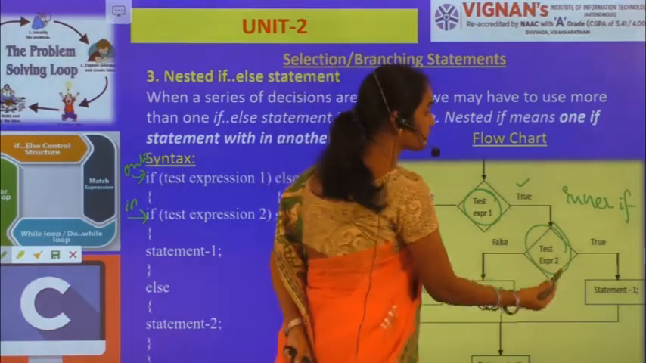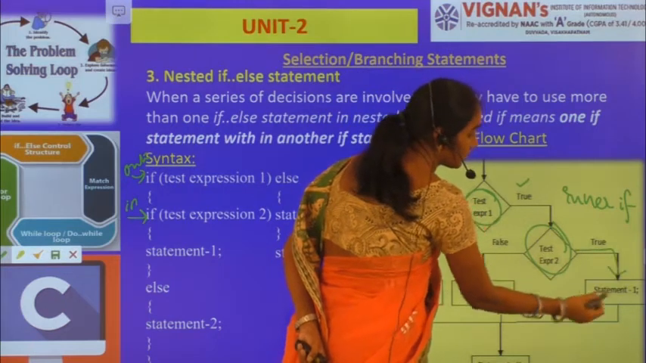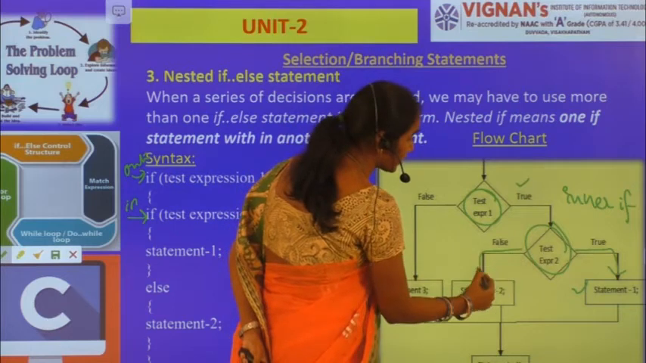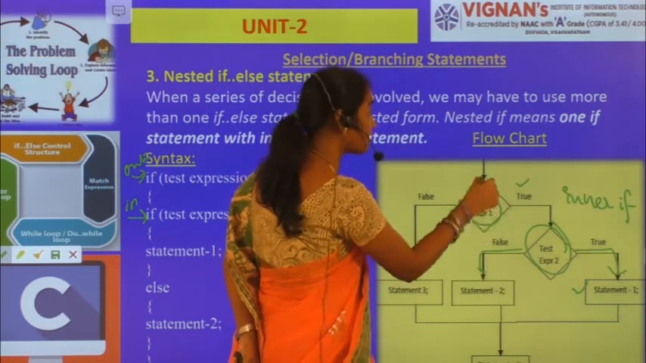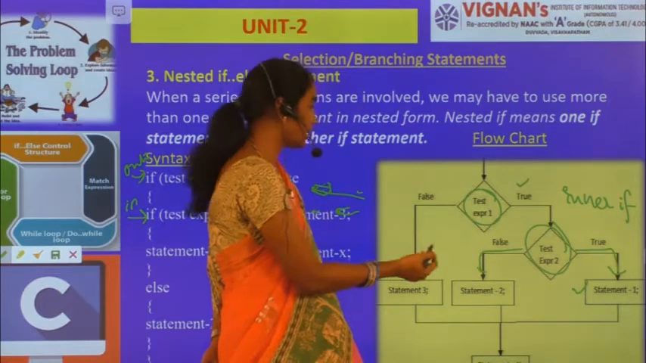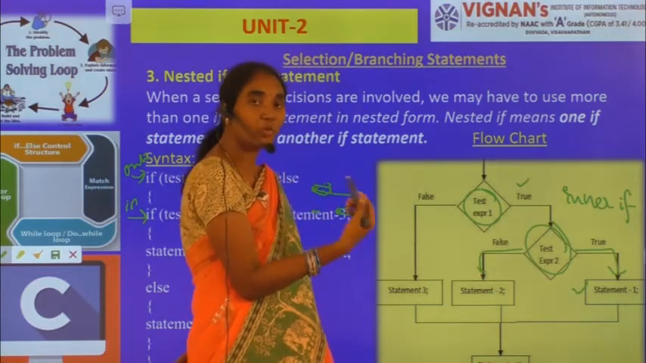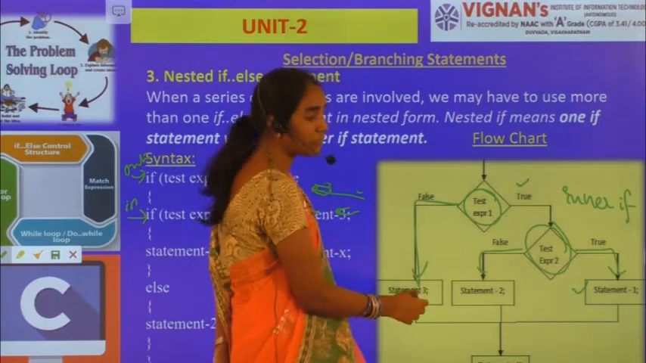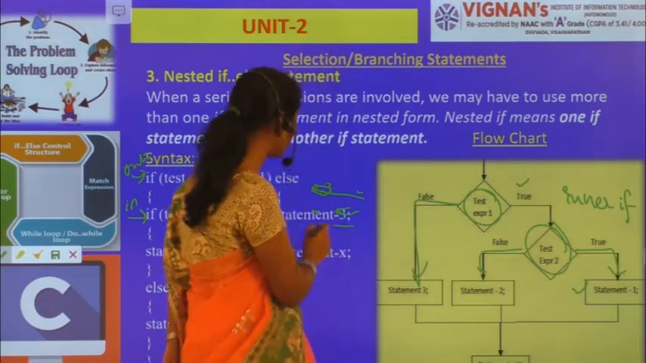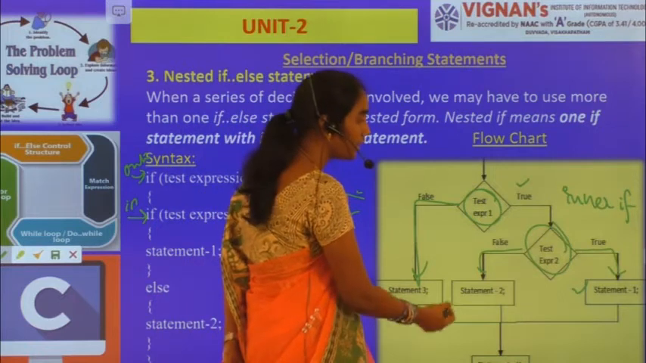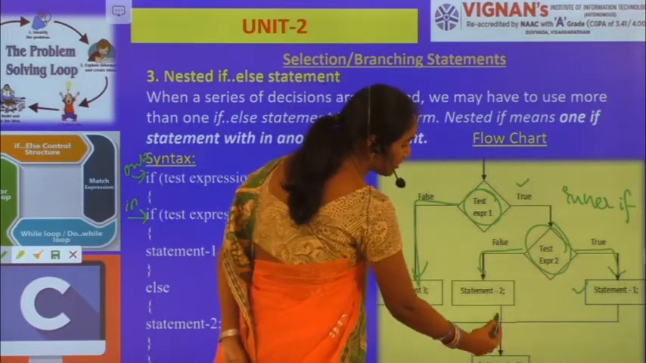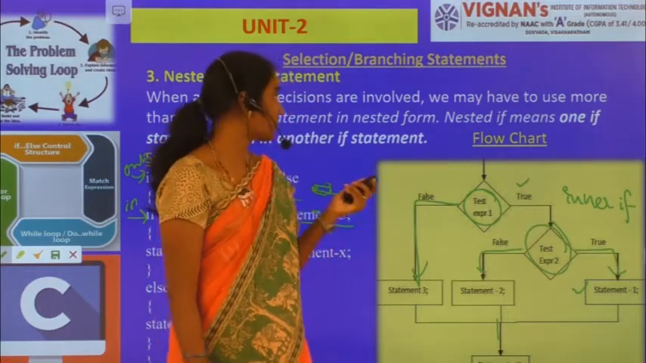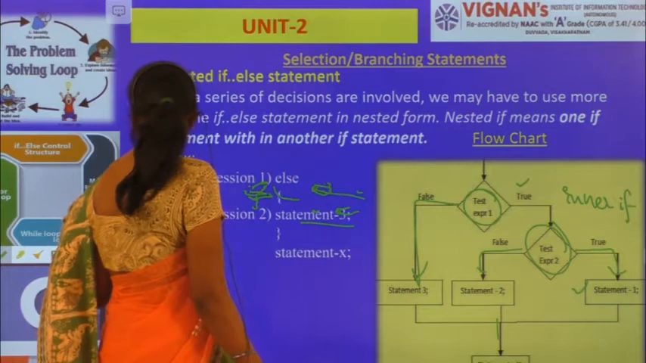Now if test expression 2 evaluates to true, then the statement will be executed. Otherwise, if this is false, then statement 2 will be executed. Suppose the outer if expression itself is false, then it simply executes the statement within the else block, which is statement 3. If any of the statements is finished, then it comes to statement X. This is how the nested if else or else if ladder will be executed.